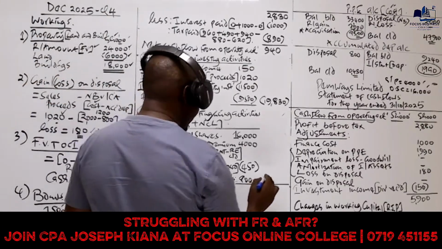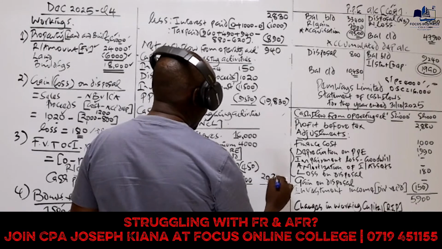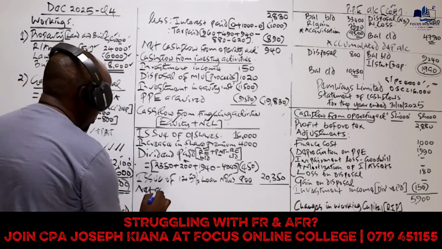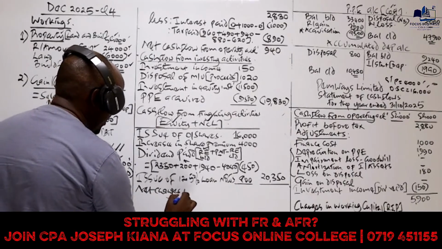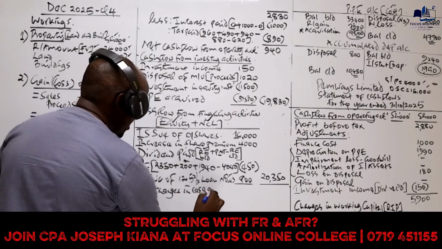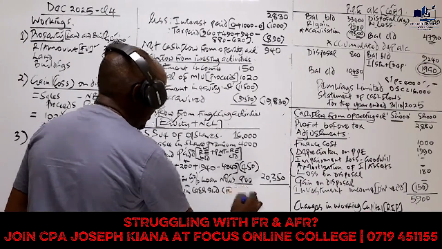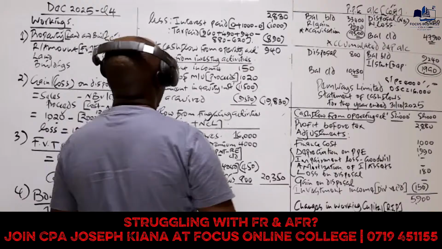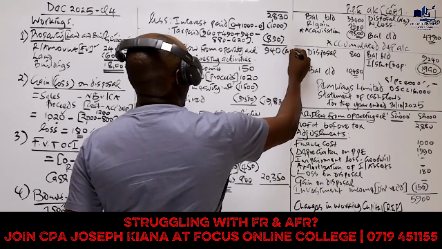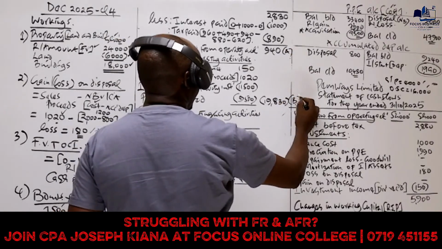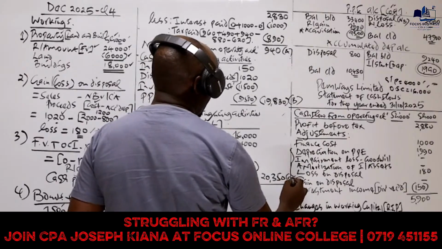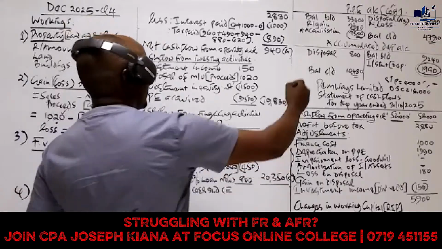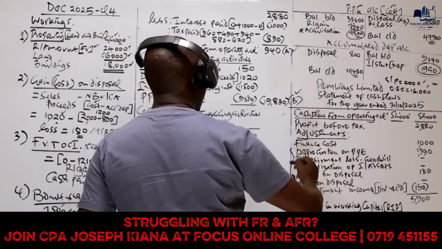So this gives us 20,350. And then from there we get the net changes in cash and cash equivalents. How do we get that? We said we need to add 3 cash flows: the net cash flow from operating, the net cash flow from investing, and the net cash flow from financing. These 3 cash flows, this, that, and that.